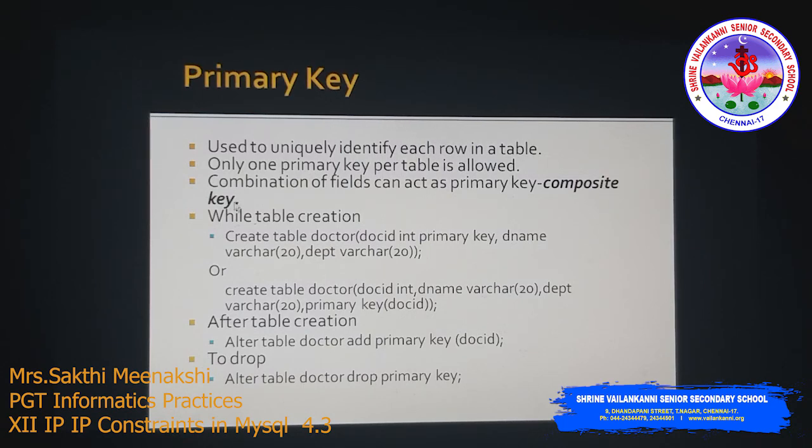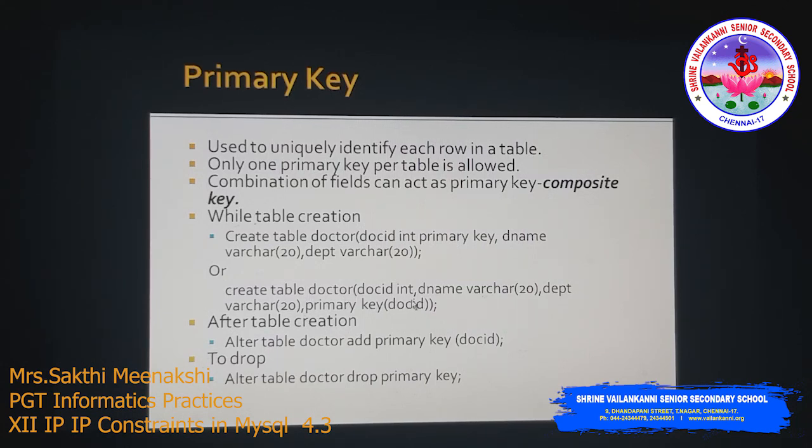Or in another way, in the create table statement, as usual you can specify all the column names with data types. At last, after declaring all the columns, you can specify primary key, and inside the brackets you can specify the column name. In this way also we can declare the primary key. So either you can use it with the column name, or after declaring all the columns, at the last you can specify the primary key.